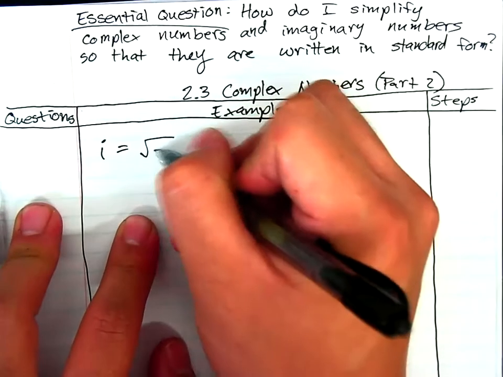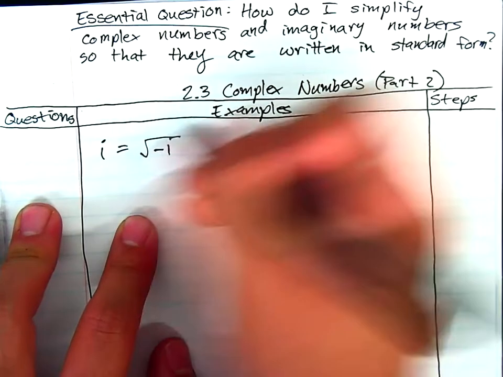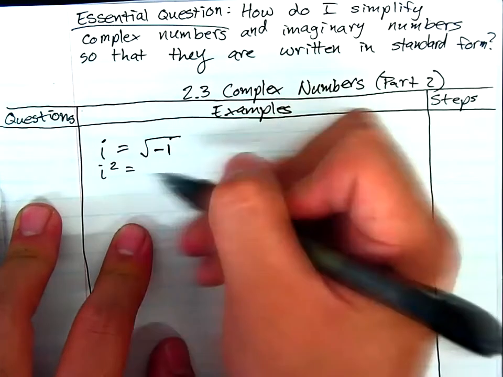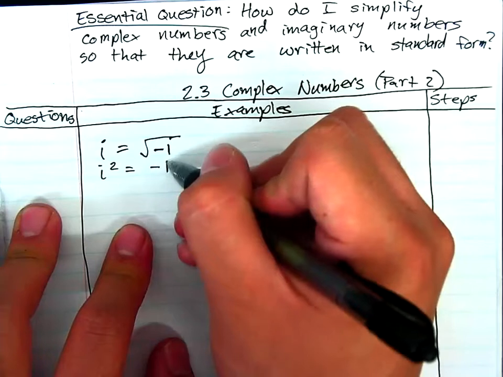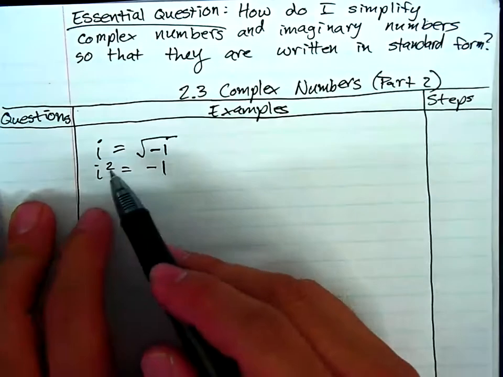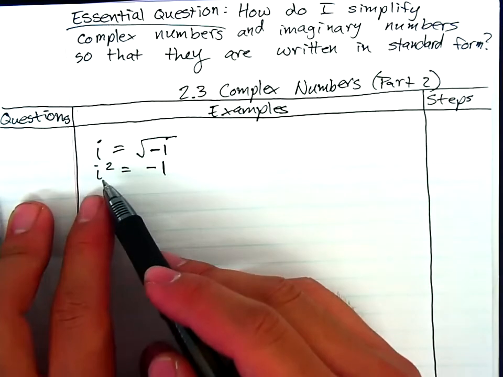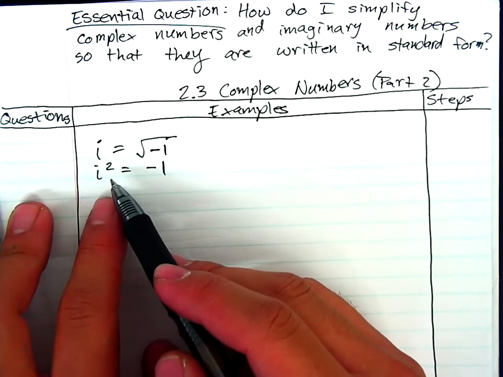i is equal to the square root of -1, meaning that i squared is actually equal to -1. Now, that's all we've been exposed to so far, but we've got to know that the exponents aren't always just 1 and 2.